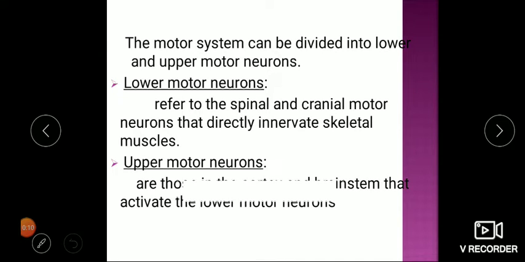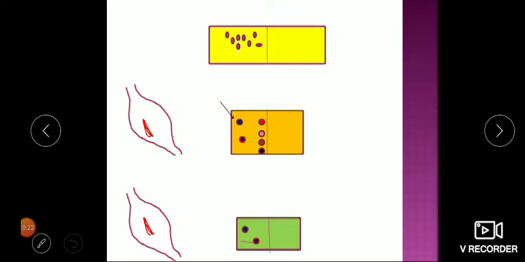Upper motor neurons are basically those in the cortex and brainstem that activate the lower motor neurons. This is a very important concept in neurology, lower motor neuron and upper motor neuron. In the previous diagram we have seen this neuron; both are called lower motor neurons, and this neuron which is controlling all this is called the upper motor neuron.